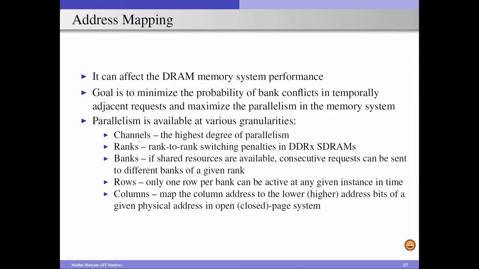Before discussing the address mapping mechanism, let us see what are the granularities at which parallelism can be available in the memory system. It is available at different levels. We know that a DRAM memory system consists of channels, which in turn consist of a collection of ranks. Each rank consists of a collection of banks, each bank consists of a set of rows, and a row consists of a collection of columns. So at the highest level, we have the channels.